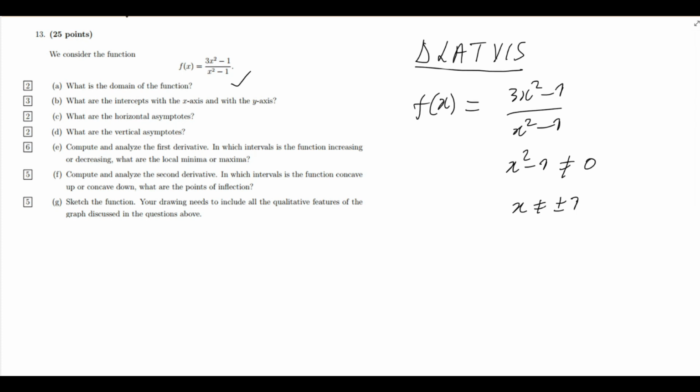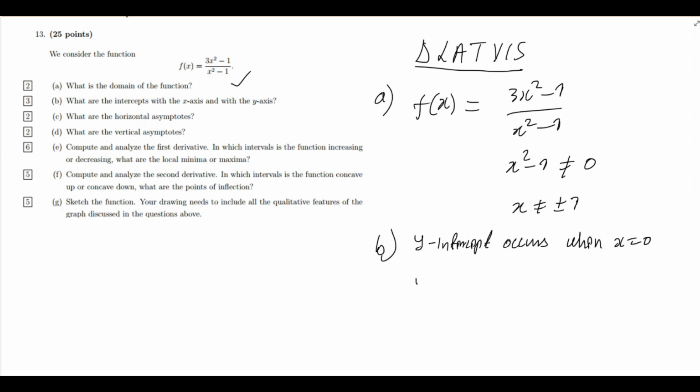Part B asks: what are the intercepts with the axes? To get the y-intercept, we need to know this. This is part B, this is A. The y-intercept occurs when x is 0.